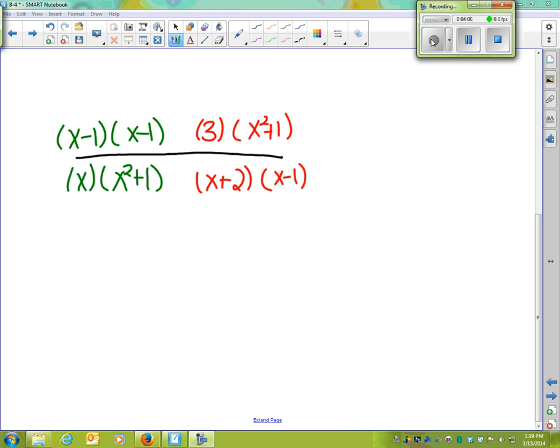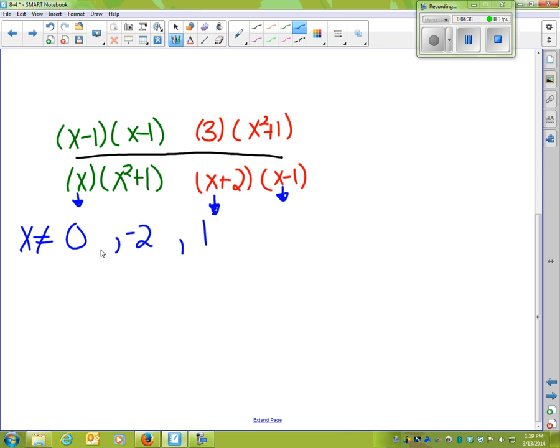Step 3, I need to state my restrictions. Go to the current denominator and state everything that x cannot be. X cannot equal 0, coming from my first group of parentheses. X cannot be a negative 2, coming from this group. And x cannot be a positive 1. All three of those would make each of these groups equal to 0.